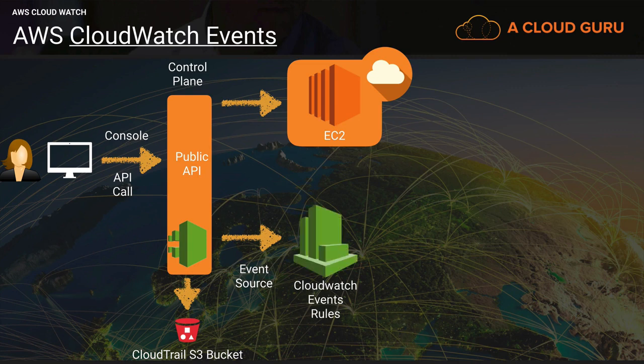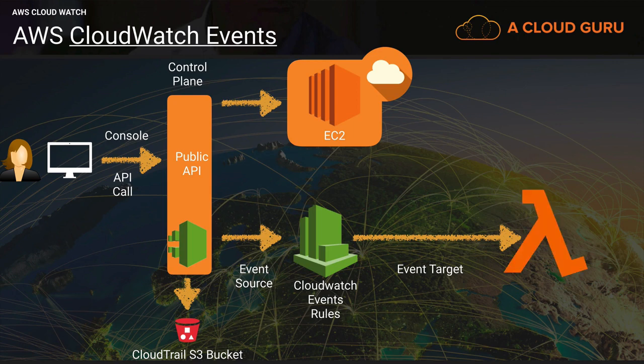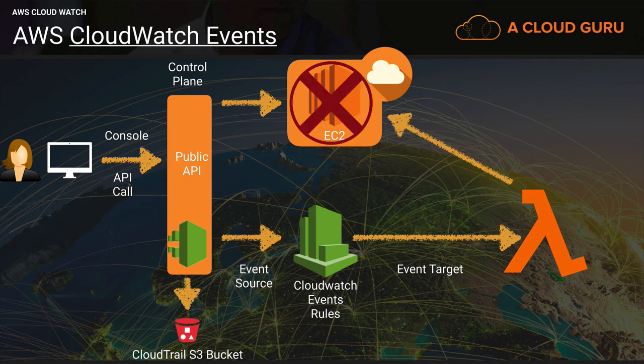CloudTrail can then send that event source onto CloudWatch events, which basically has a whole bunch of rules, and it evaluates the rules, saying, okay, is this user allowed to provision EC2 instances? That would then go off to an event target, which will be a Lambda function. The Lambda function would take this information and say, okay, this user is definitely not allowed to be triggering EC2 instances. I'm going to go in and terminate that. So you can use CloudWatch events to have event-driven security.